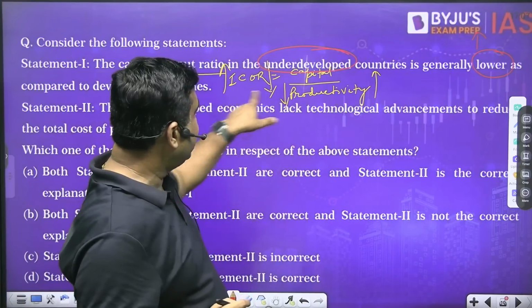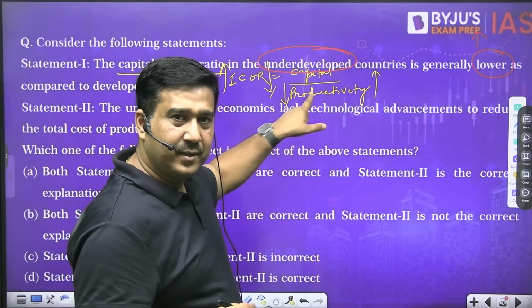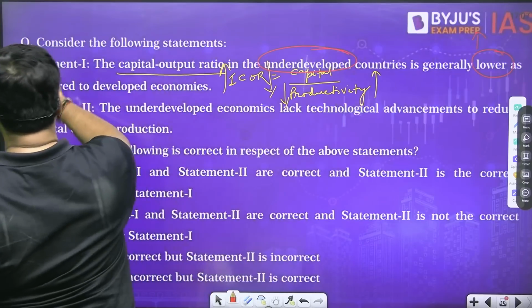High ICOR is equal to low productivity. So first statement is incorrect.